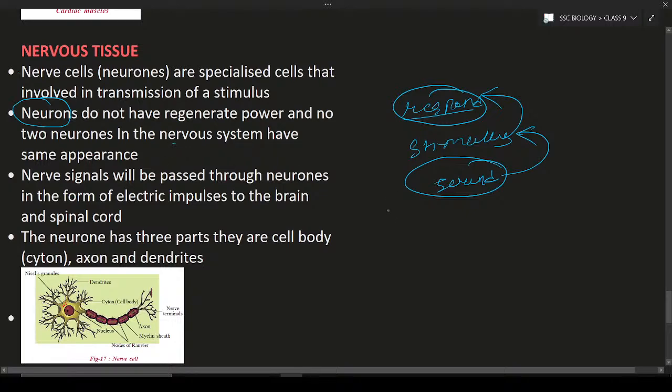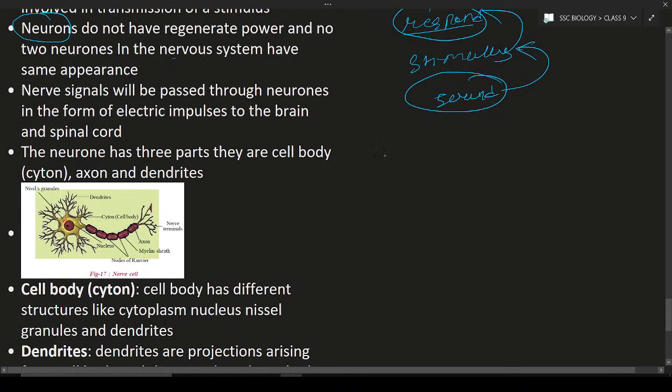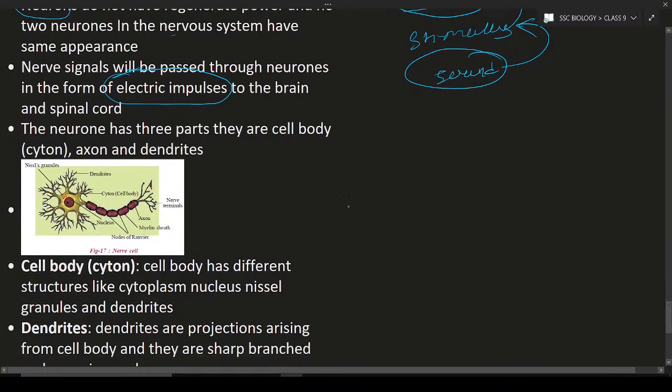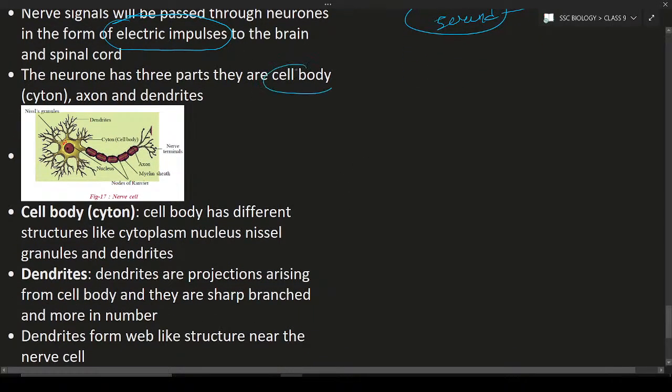Information passes through neurons in the form of electrical impulses. These are signals. One neuron passes the information in the form of an electrical impulse to another neuron, and also to the brain and spinal cord. The neuron has three parts: first, the cell body, which you can call the cyton; next, the axon; and next, the dendrites.